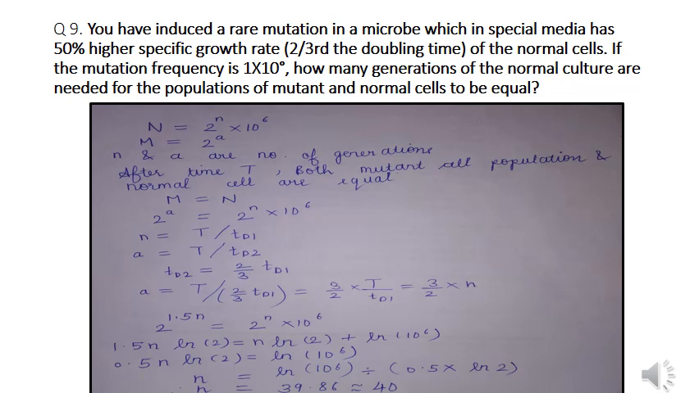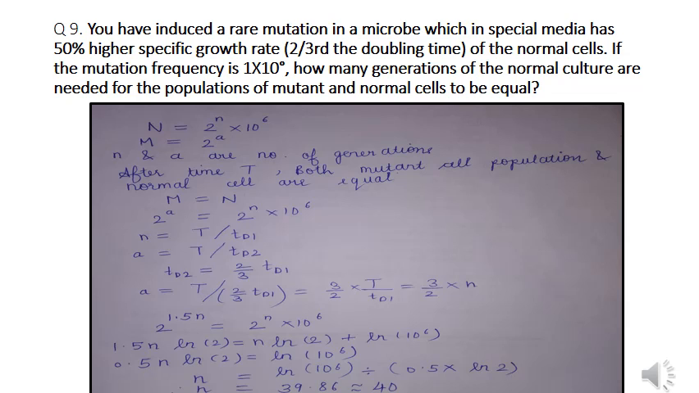So here they have given that it has 50% higher specific growth rate. So it has 1.5 times higher specific growth rate than the normal cells, and doubling time will be less because it is multiplying faster. The mutant cells are multiplying faster, so it will have doubling time less, that is 2/3 of the normal cells.